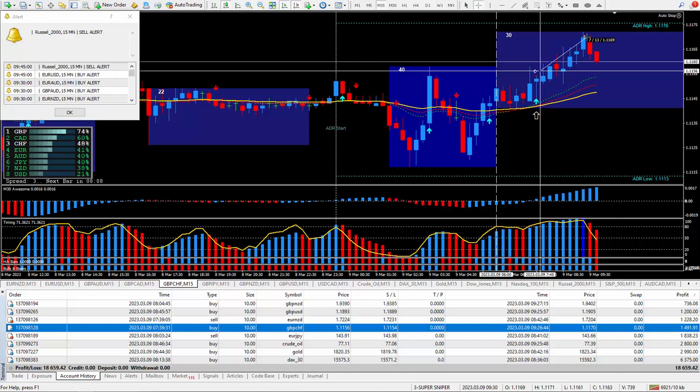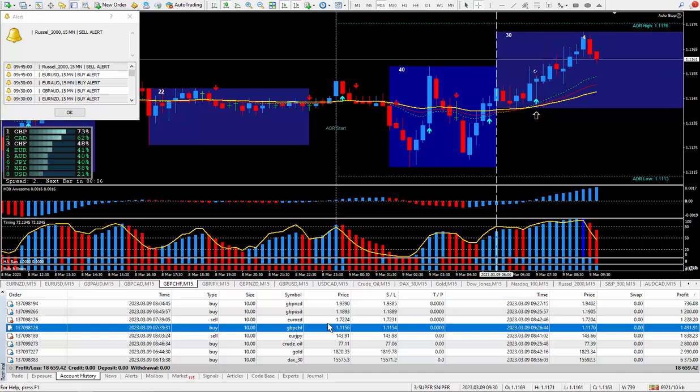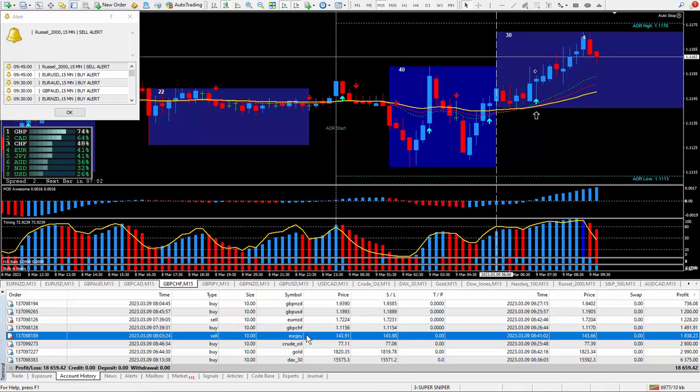Closed it out with about, looks like 13 pips. And those 13 pips ended up paying out $1,491. Okay, moving on to the next trade, the Euro Yen.